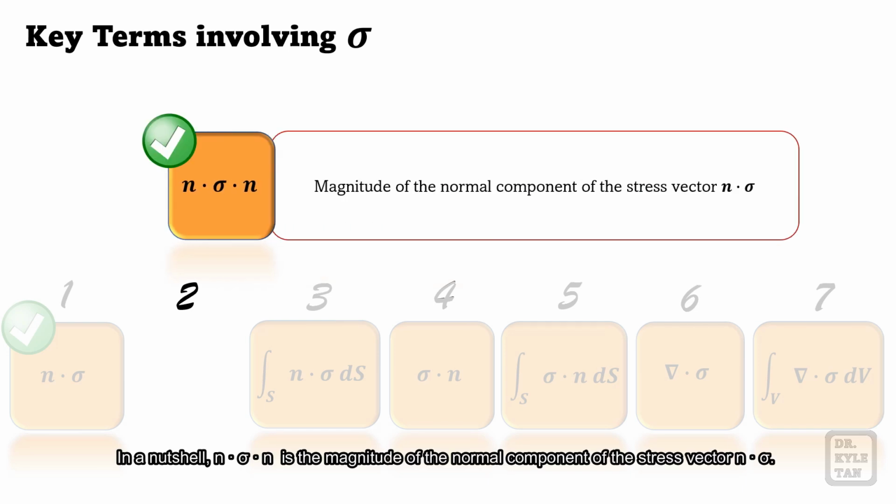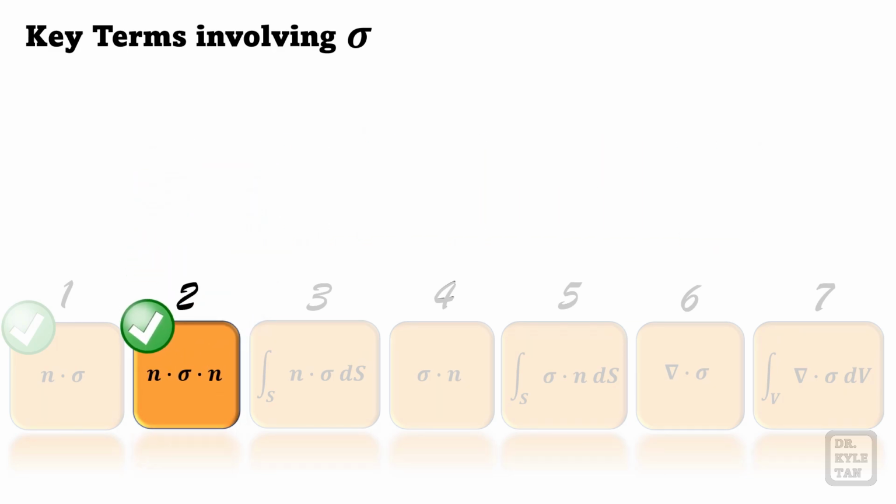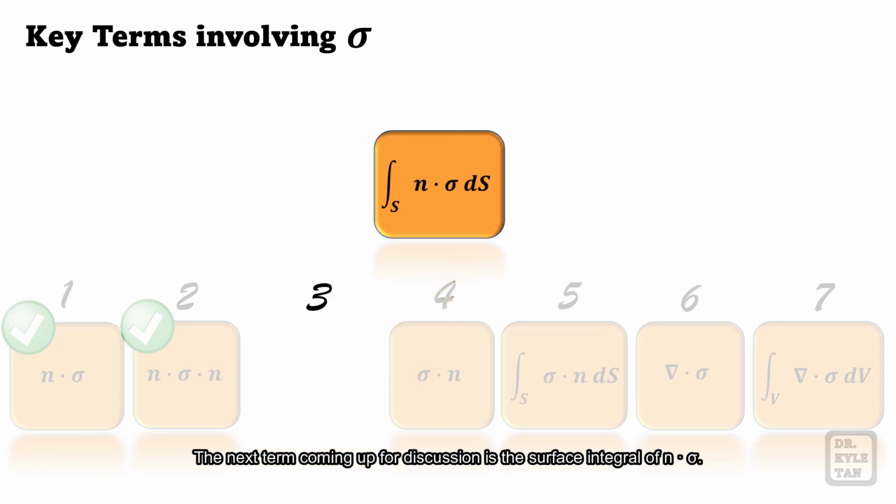In a nutshell, n dot sigma dot n is the magnitude of the normal component of the stress vector n dot sigma. The next term coming up for discussion is the surface integral of n dot sigma.